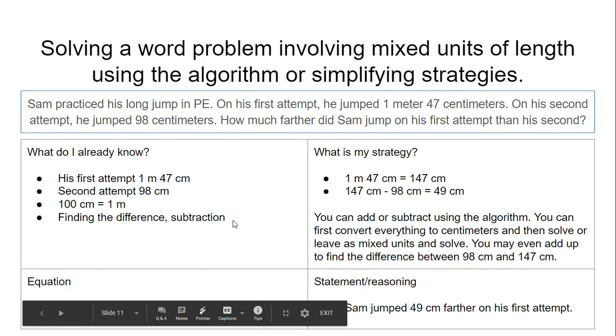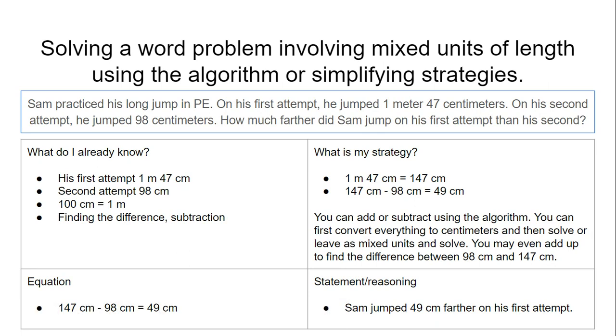Finally, you're going to be solving a word problem involving mixed units of length using the algorithm or simplifying strategies. So Sam practiced his long jump in PE. On his first attempt, he jumped 1 meter, 47 centimeters. On his second attempt, he jumped 98 centimeters. How much farther did Sam jump on his first attempt than his second?